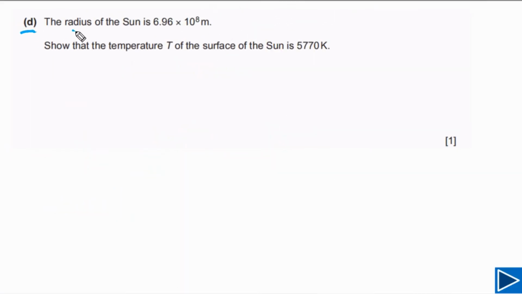For part D, the radius of the sun is given. That is equal to 6.96 times 10 to 8 meters. We need to show that the temperature of the surface of the sun is equal to this.